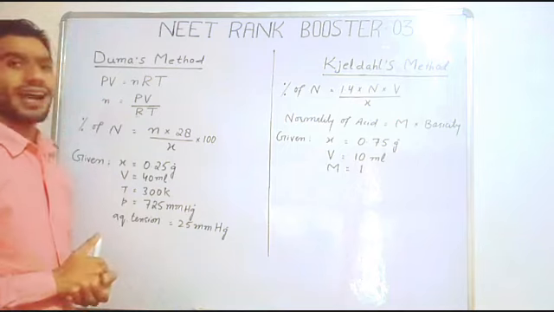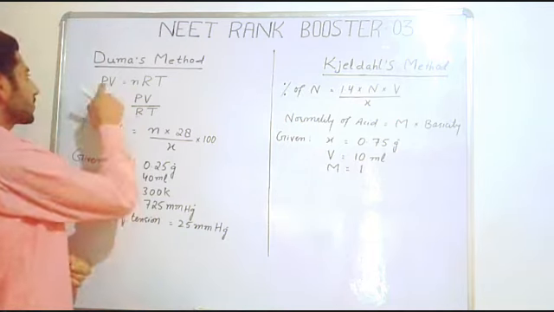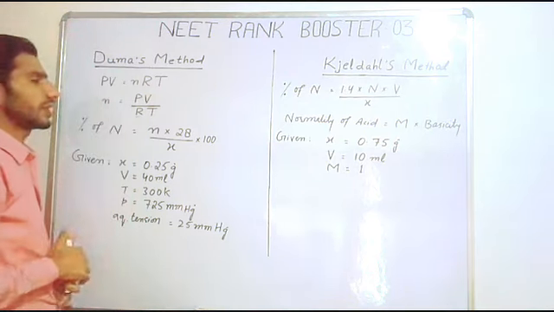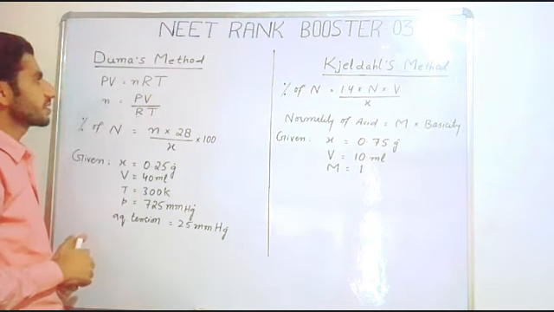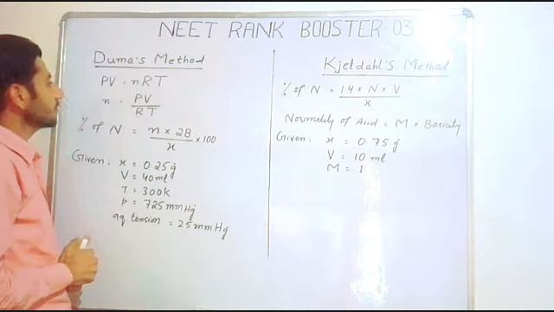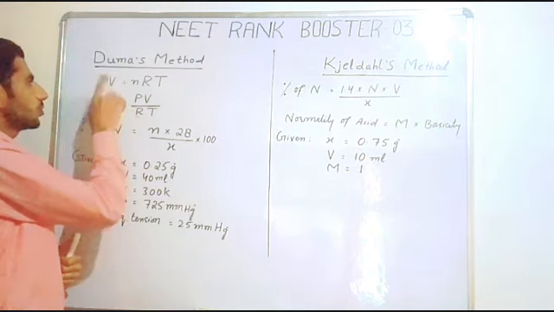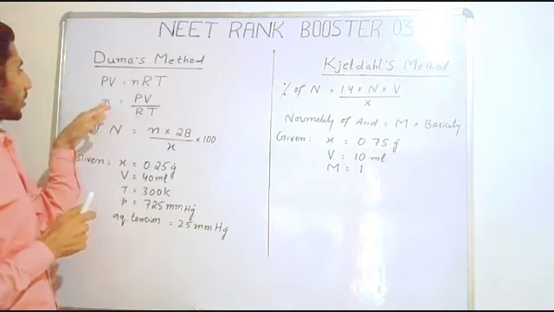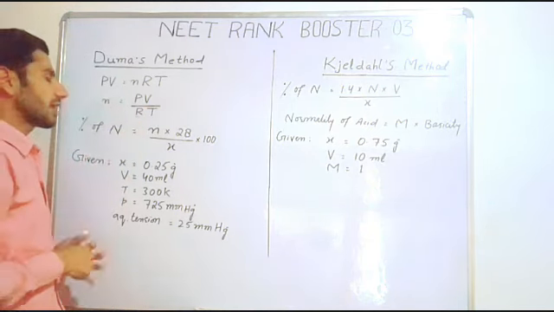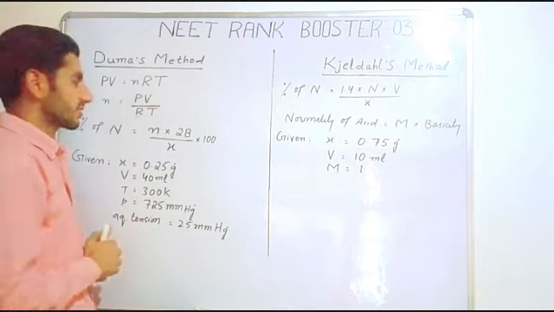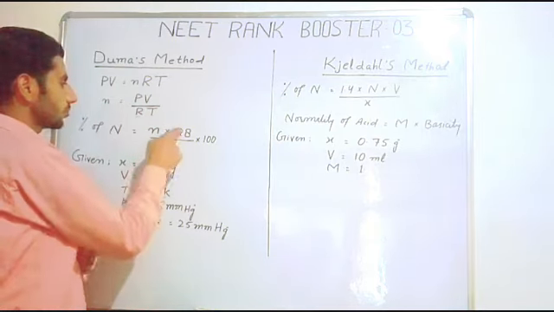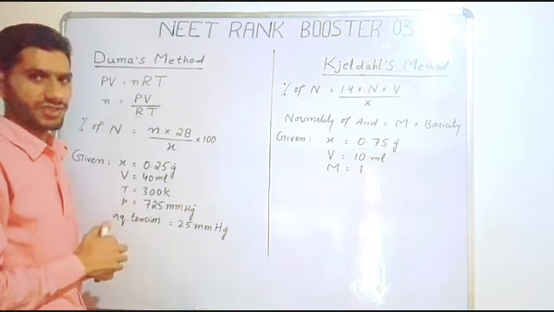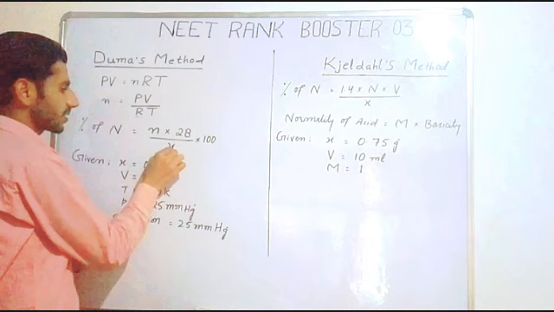One is the ideal gas equation, PV = nRT. P is pressure, V is the volume, n is the number of moles, R is the gas constant, T is the temperature. To calculate n, the number of moles, it's PV upon RT. Then multiply it by the molar mass of nitrogen, N2, molar mass 28, upon X. X is the amount of organic substance taken, that is the mass of substance in grams.